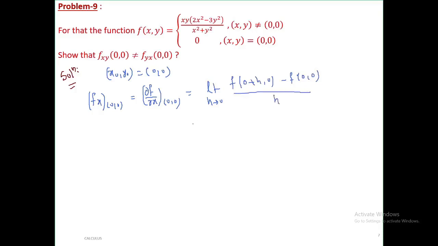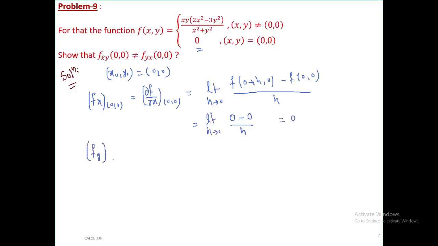Now this is, so f of h comma 0, wherever x there you write h, and wherever y there you write 0. Therefore this will be 0 by h square plus 0 square, so 0 only. So 0 minus, what is f at 0 0? f at 0 0 is 0 only. Therefore 0 minus 0 by h, limit h is reaching to 0. So answer is 0.